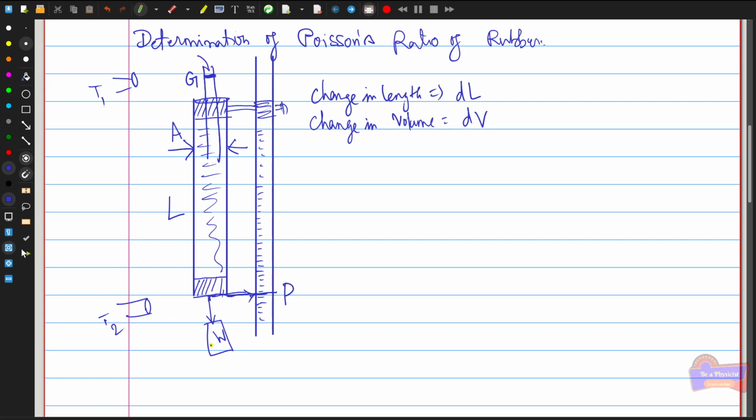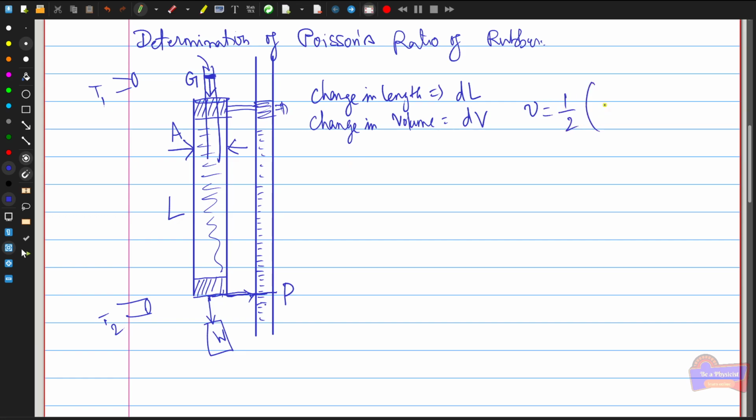Suppose you are loading a weight, and you are measuring the position of the pointer P to point out the change in length. At the same time, you measure the water level at the position G. When you increase the length, the volume will increase, so the water level is going downwards, so that you can easily measure each and every point for the corresponding loads.